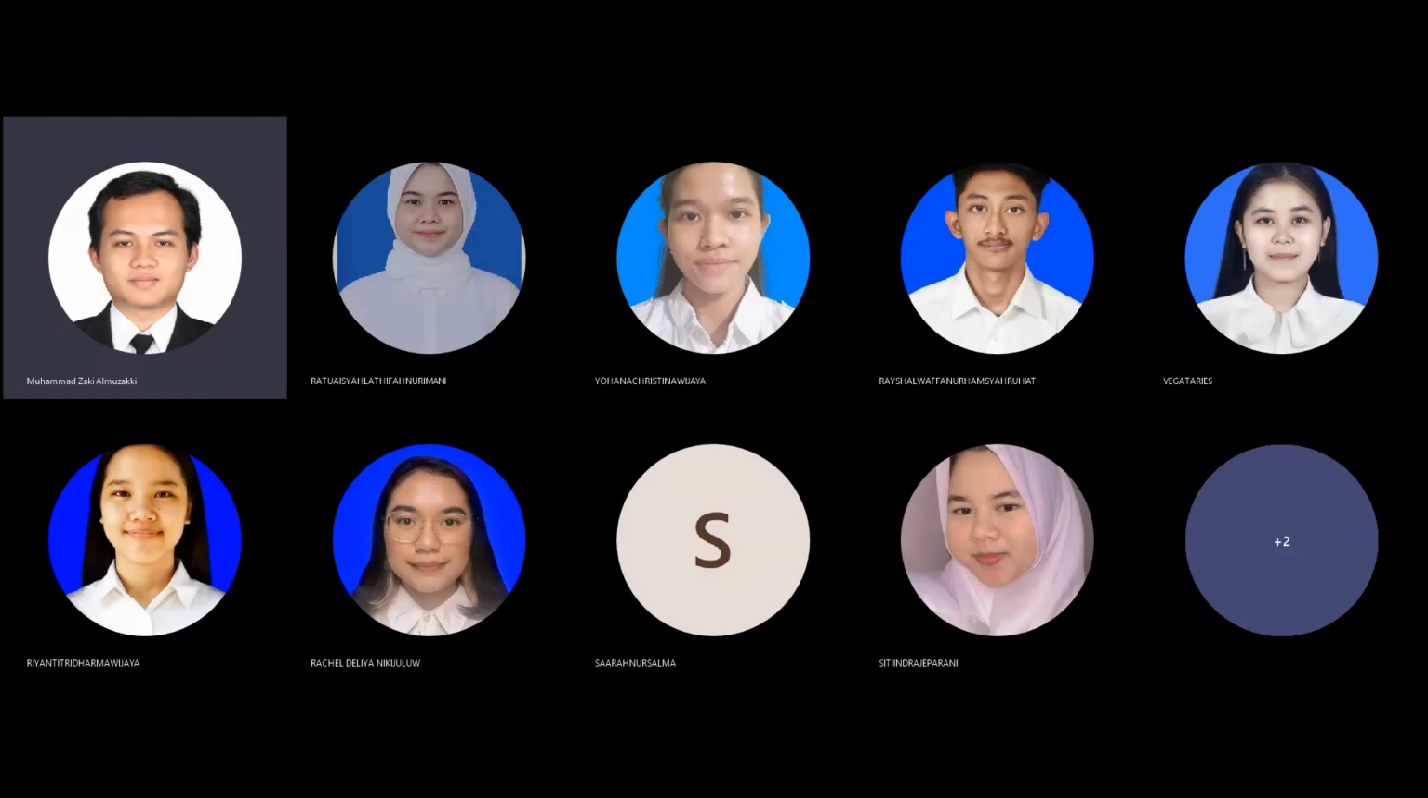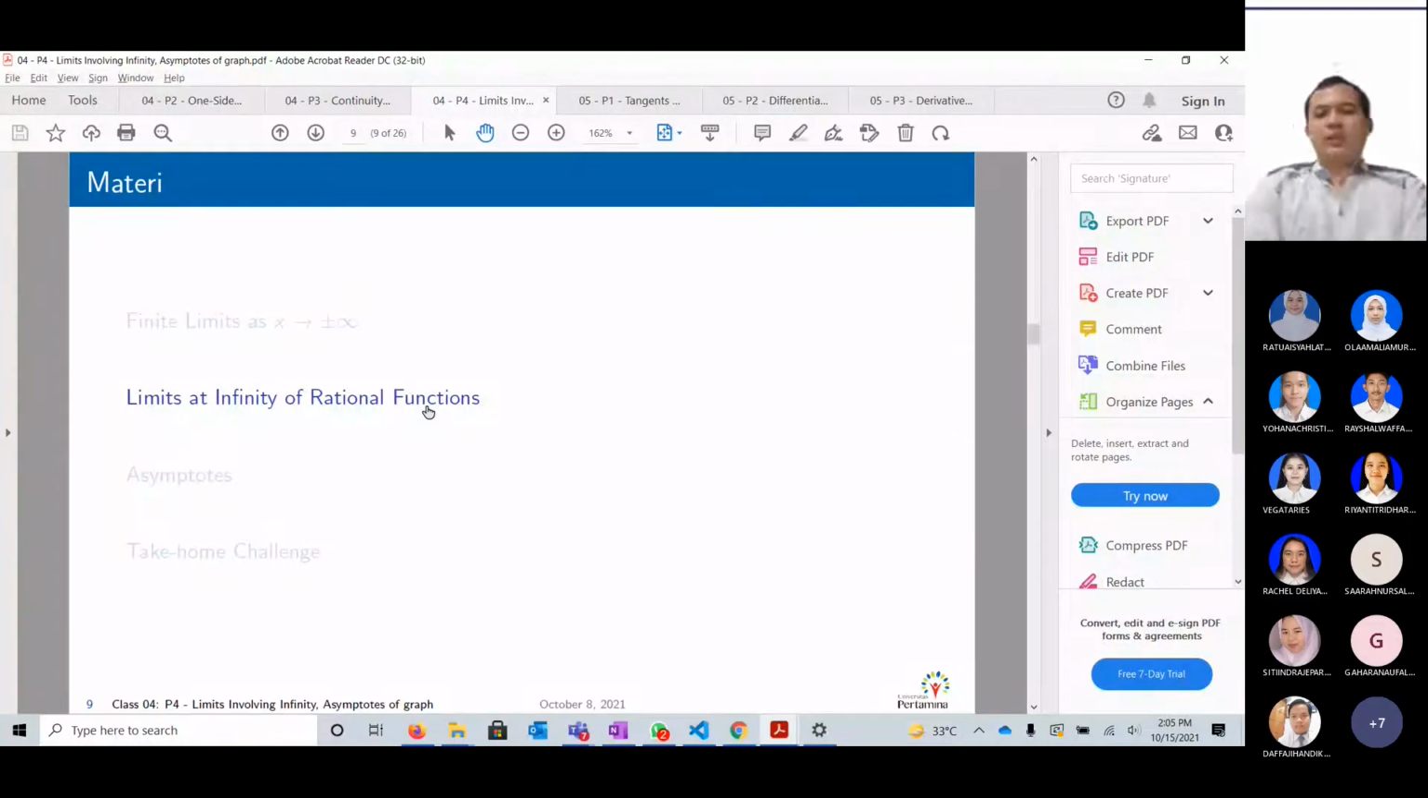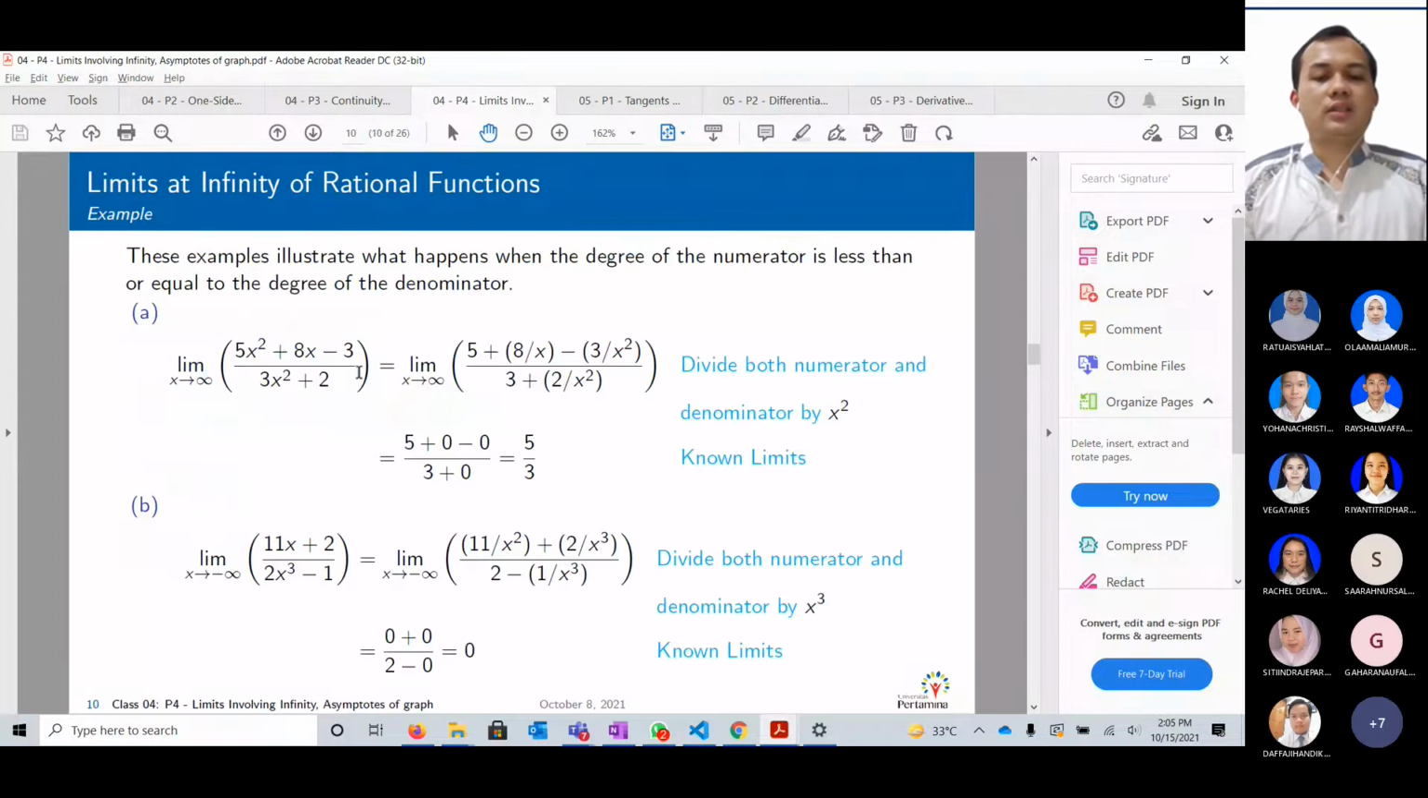We continue from where we left off this morning. So we have learned about the finite limits as x goes to plus or minus infinity. Now, some tricks on how to compute limits at infinity if we have rational functions.